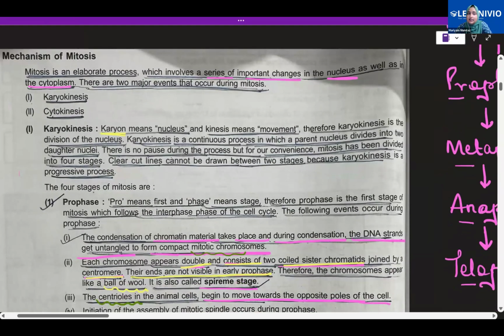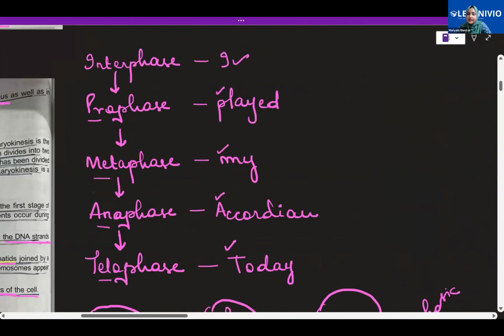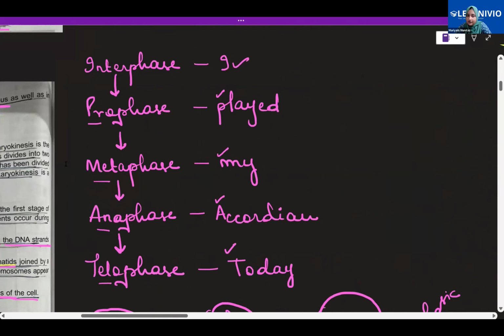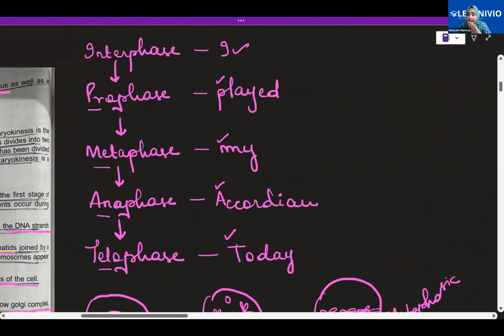Now, the mechanism of mitosis. First, we're going to study the karyokinesis part, followed by the cytokinesis part. These are the various phases of karyokinesis. We start with the interphase, which is the preparatory phase. Coming to the division of the nucleus, we have prophase, metaphase, anaphase, and telophase. If you have a problem remembering it, this is the sequence. The sequence will never change.